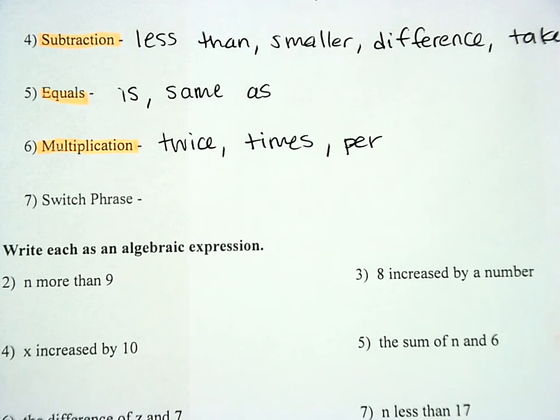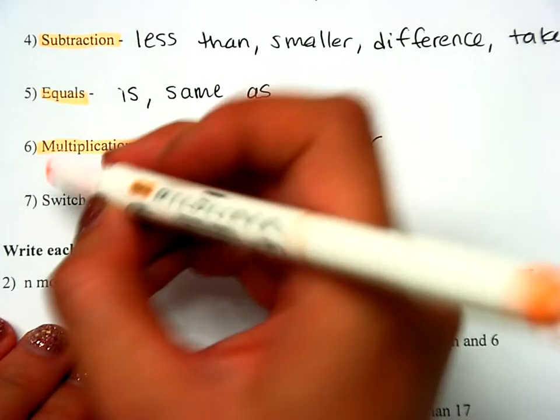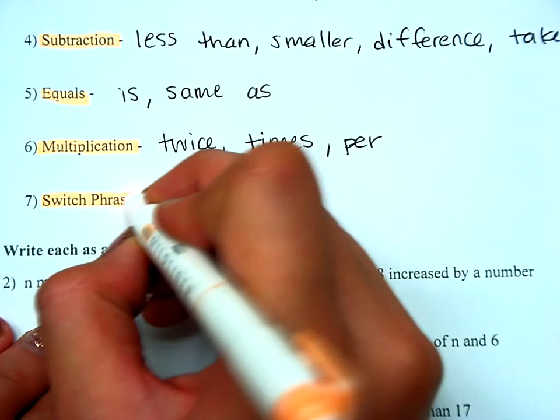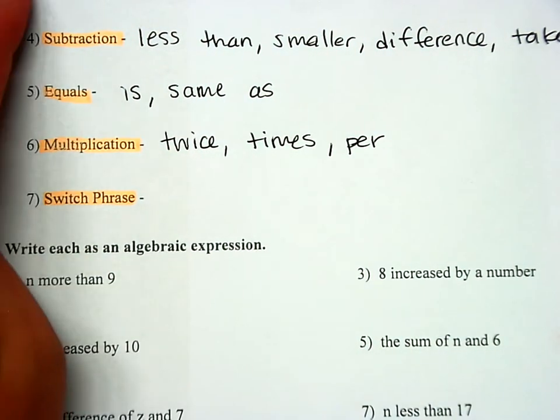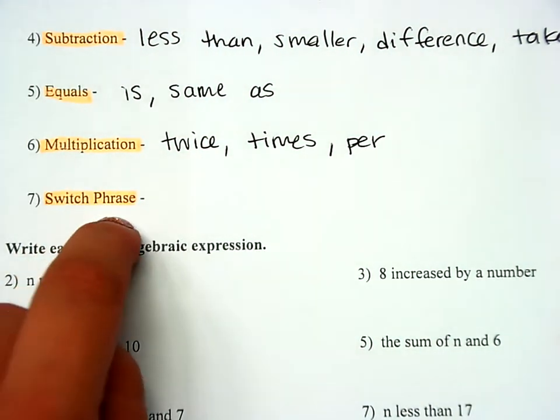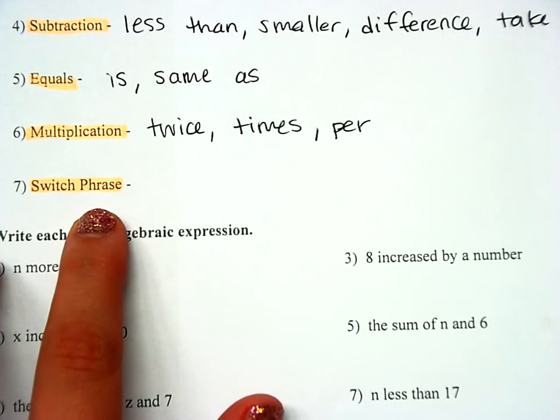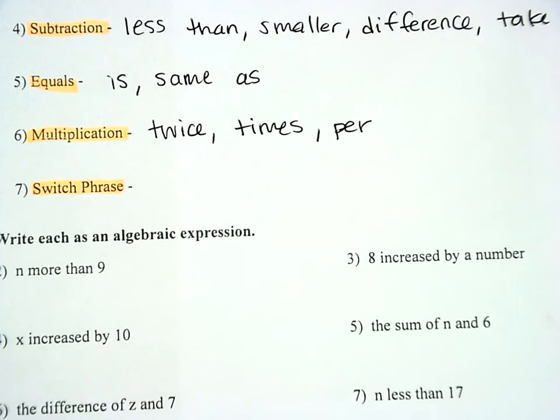And then we've got our tricky ones, which are switch phrases. So they mean the operations up above, so either like multiplication, subtraction, addition, but a switch phrase tells us that the order that it happens in the sentence is switched with the way that you write it in the expression, so it's almost like opposite. So let's go over what these might look like.